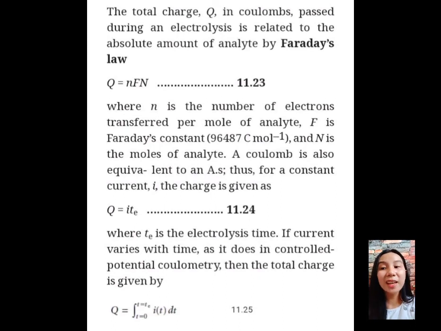To obtain an accurate value for N, all the current must result in the analyte's oxidation or reduction. In other words, coulometry requires 100% current efficiency, or an accurately measured current efficiency established using a standard. And the factors that must be considered in designing a coulometric method of analysis.